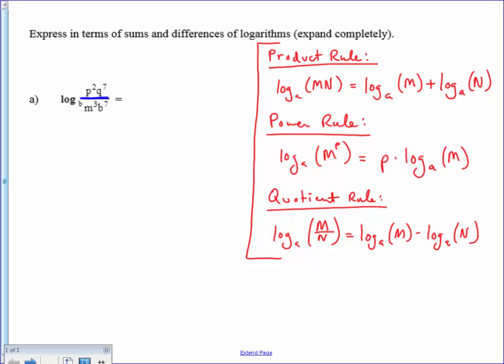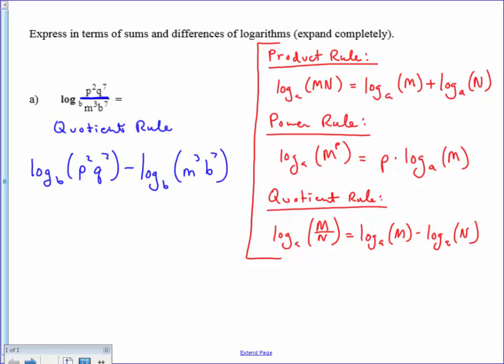So the first thing we're going to use is the quotient rule, and I'm going to go ahead and write that to begin with on this example so that we can follow and know exactly which rule we're using. The quotient rule says that you want to take the log of the top minus the log of the bottom. Make sure that you're keeping the base the same. So keep log base b, and then you want to take as the argument the top, and then you're going to subtract off log base b of the bottom, m to the third, b to the seventh.